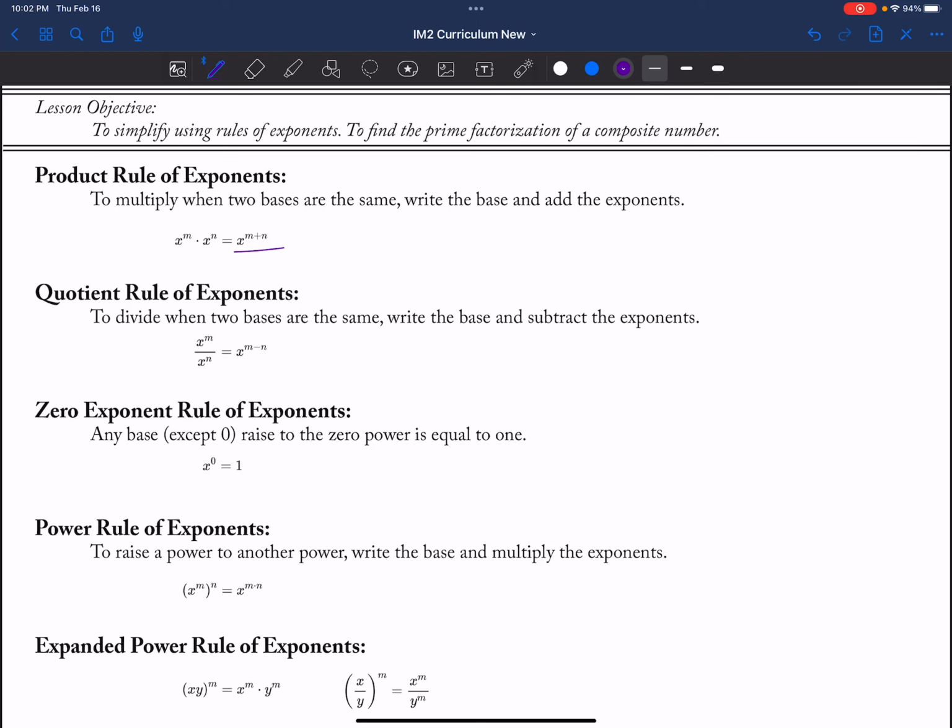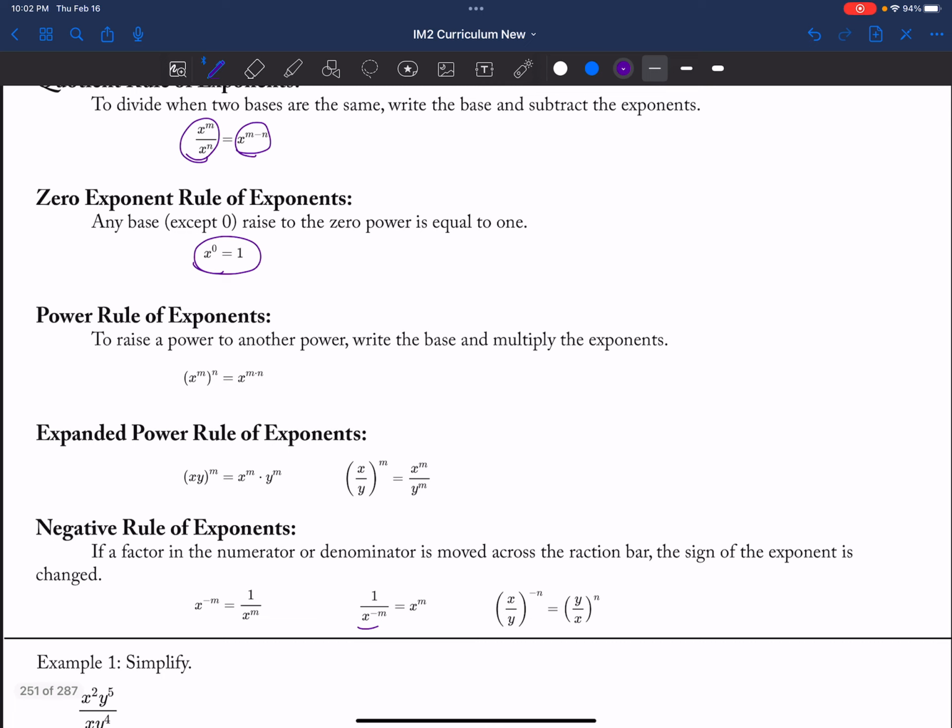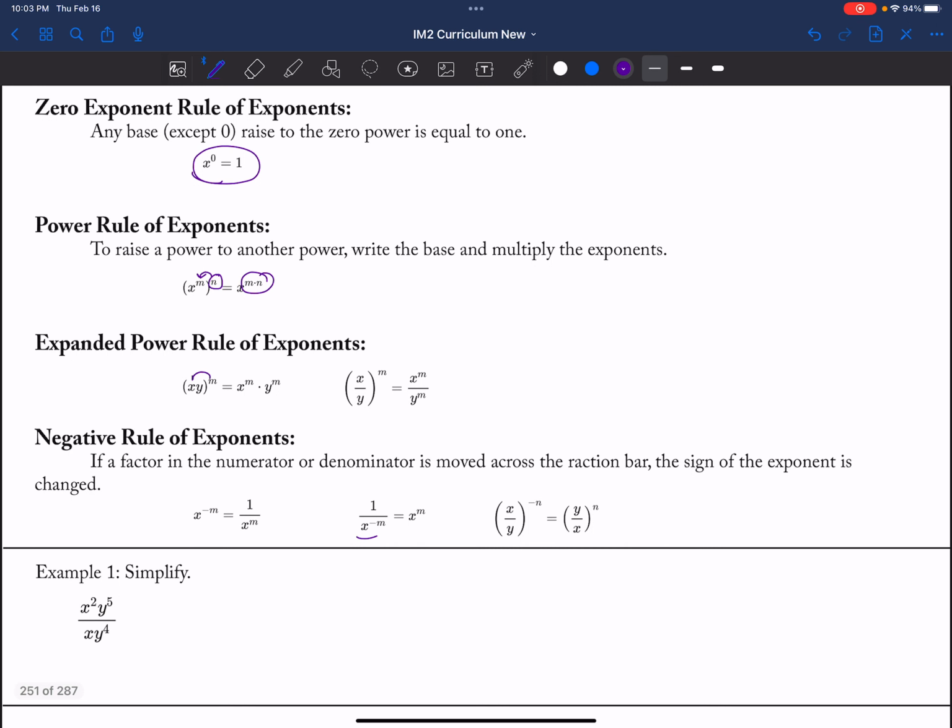Okay, so let's go ahead and take a look at rules of exponents. If I have two bases that are the same, then I can add the exponents. Division is subtraction. Anything to the 0 power is 1. An exponent on the outside here means multiplication. I can distribute my exponent to both terms.